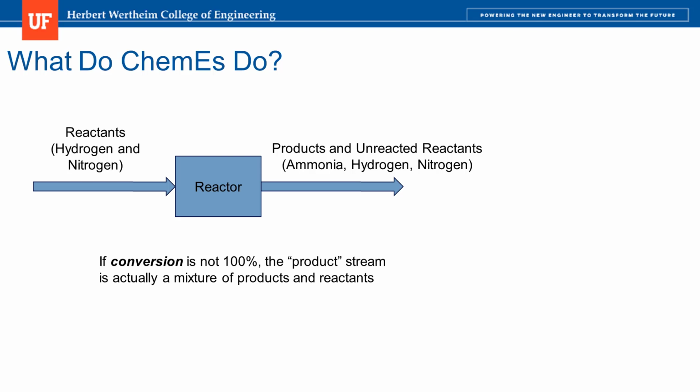A chemical engineer also must know how to handle real aspects about the process that are not perfect like they are in introductory classes. For example, in your chemistry class, you might not have even considered what happens if a reaction does not proceed to completion. Indeed, in real processes, very oftentimes the reactants are not completely converted into products. The result is a product stream that is actually a mixture of products and unreacted reactants.